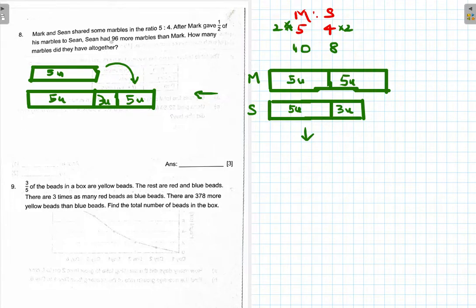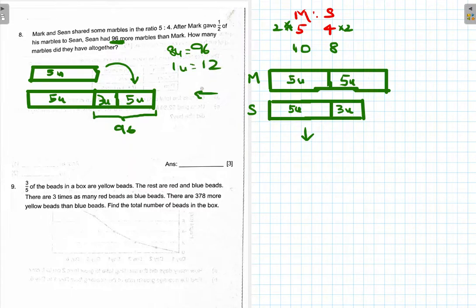And then since Sean had 96 marbles more than Mark, which is here, this over here is actually 96. You learned this, right? This is actually in P4. You learned this before already. So you can easily see that 8 units in this case, 8 units is actually equal to 96 marbles. Correct? And then 1 unit equals 12.